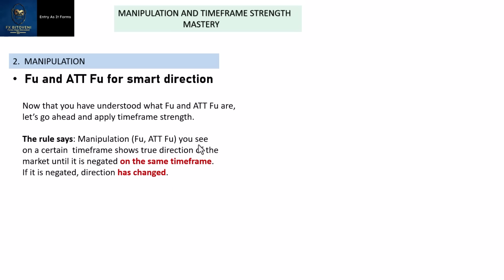Manipulation you see on a certain time frame, whether you see it on a daily, monthly, weekly, or yearly, shows the true direction of the market until it is negated on the same time frame. If it is negated, the direction has changed. Hope you understand. And I always recommend a higher time frame.